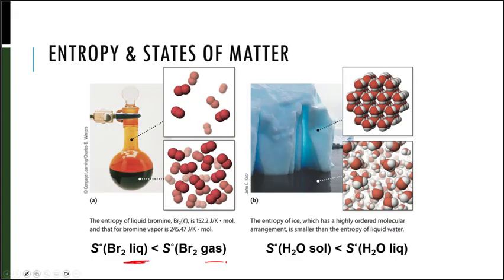Here's another example looking at bromine. I have liquid bromine and I have gas bromine. My liquid bromine has a value of 152 joules per Kelvin mole, and bromine vapor is 245. So we can see that gas has a greater S.